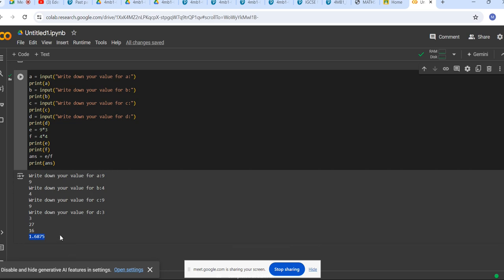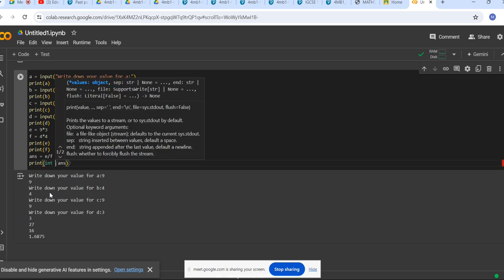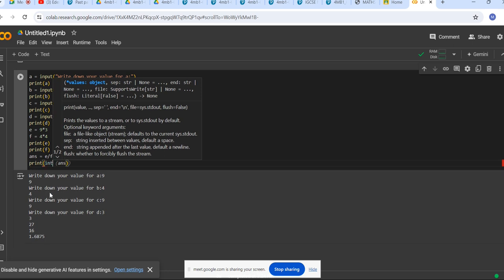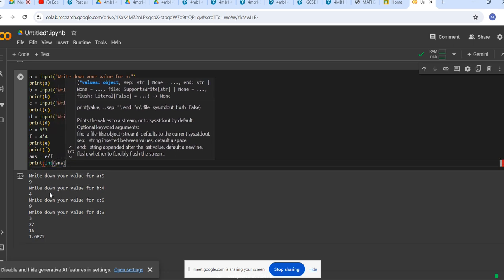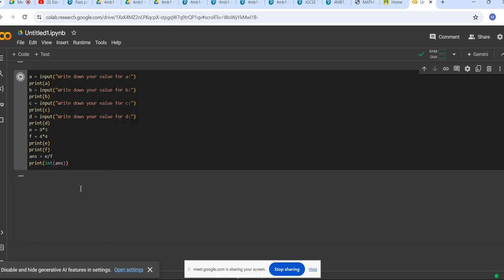1.6875. You can actually convert this float into integer also with a built-in function again. For this built-in function, you just have to write int. Whatever the answer is, you just have to apply int with that. And now again, if you write your answer, your final answer will be in integers.